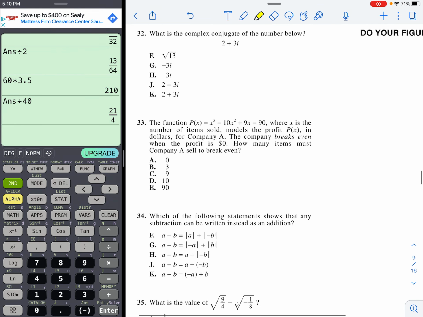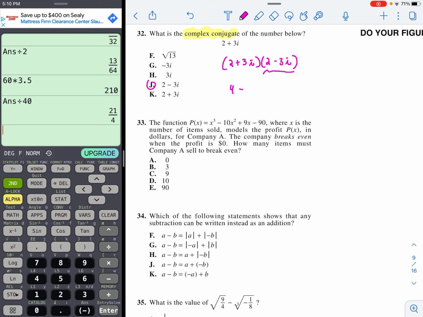32 is just, do you know this definition? Complex conjugate means the number that has the same real part and the opposite signed imaginary part to a complex number. So the answer, just if you know that, the answer is J.